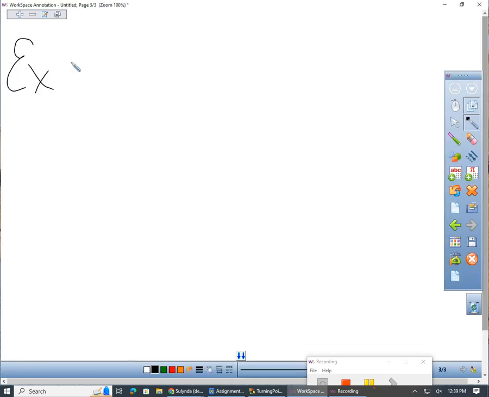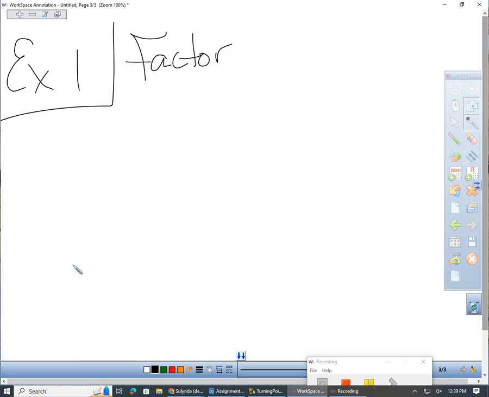So here's actually example number 1. Factor. Let's go with, how about 2x squared minus 19x plus 24. That one looks good, right?